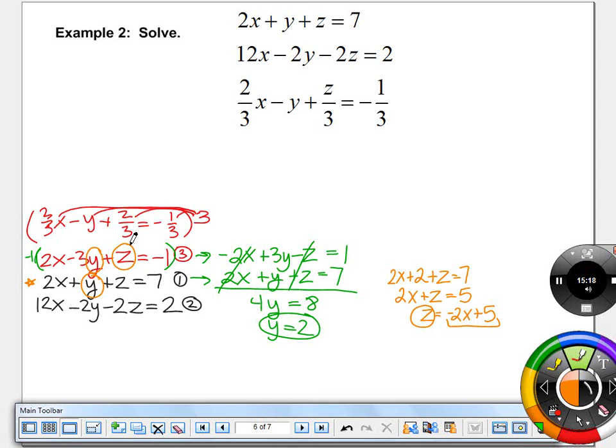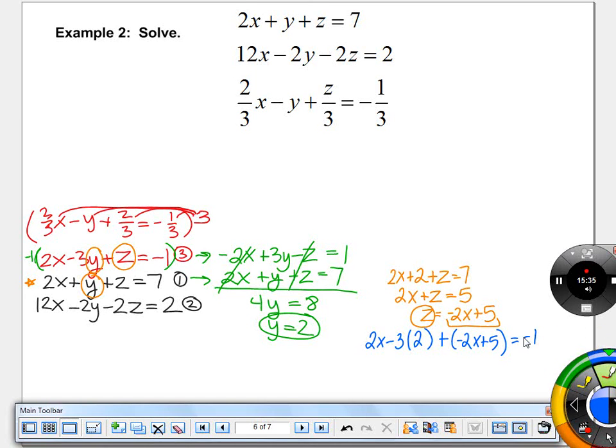So if I go ahead and plug that in, I'm going to have 2x minus 3y, but y is 2, plus z, but z is equal to negative 2x plus 5. And that is supposed to equal negative 1. All right, so I'll work on this a little bit. 2x minus 6 minus 2x plus 5 equals negative 1. But what happens here? Yes? The x's cancel, and all I get is that negative 1 is equal to negative 1, which is true, but it didn't help me find x.